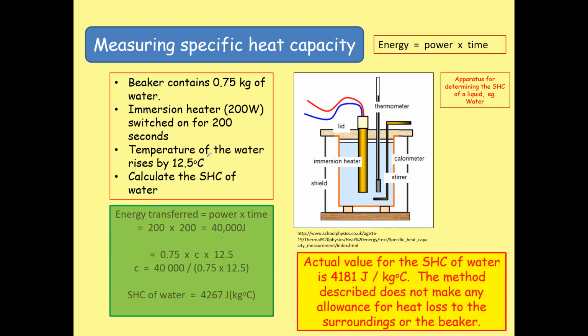So this is the solution to this problem, right? The actual value for the specific heat capacity of water is this. The method described does not make any allowance for heat loss to the surroundings or the beaker, right? So that means some of the extra energy is there. And why is that so? Because, as I told you, this is a closed lid, so water vapors will collect on the top and they will exert some extra pressure onto the liquid, which would technically require more energy for this water to heat up. So there would be some increase in the value of energy.